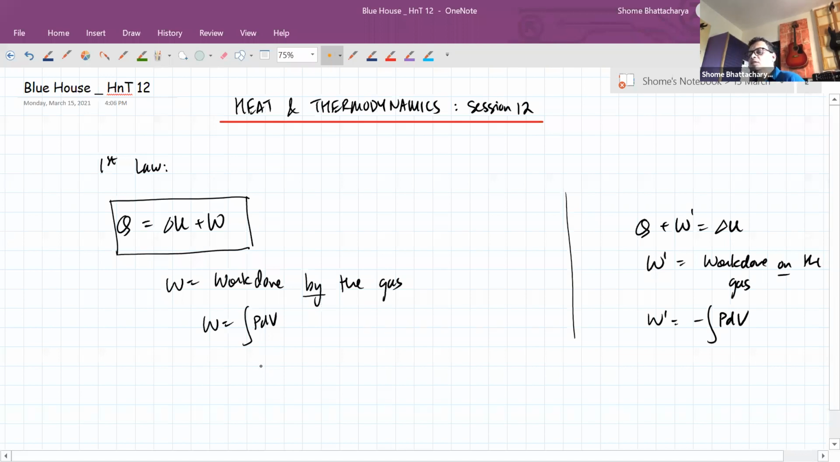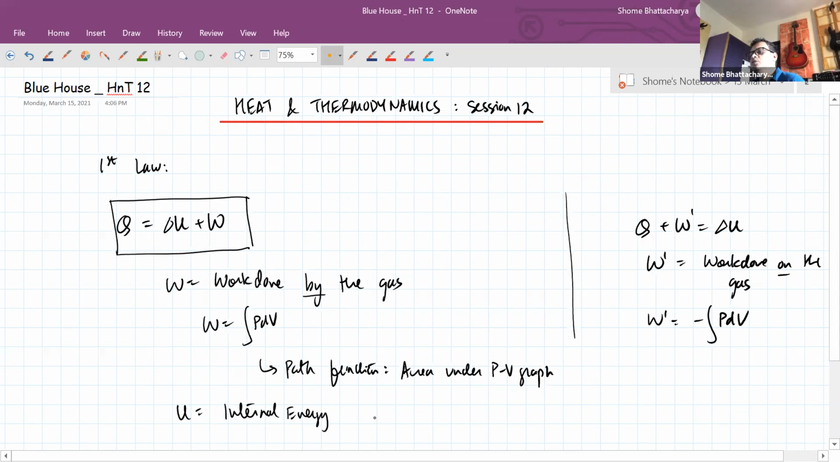So this is what we call the path function, because it is the area under the P versus V graph. So it is a path dependent quantity, or a path function. Then U of course is internal energy.